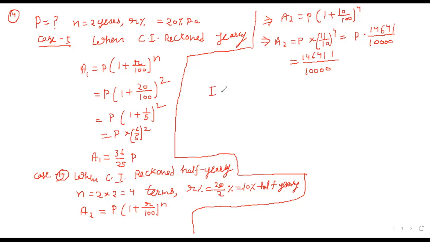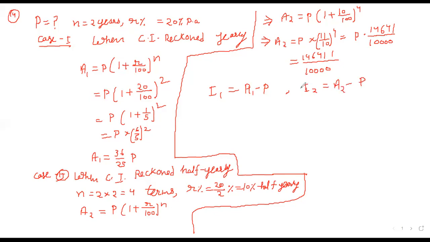If you find the interest in the first case, I1, we know that it equals A1 minus P. A1 is 36 by 25 P, or leave it as it is. And if you find I2, the interest in the second case, it is equal to A2 minus P.